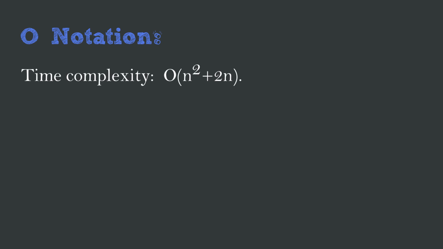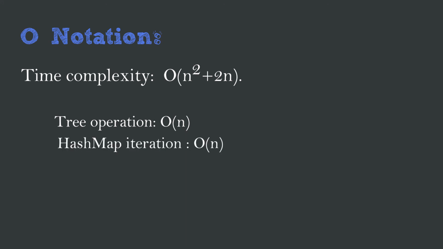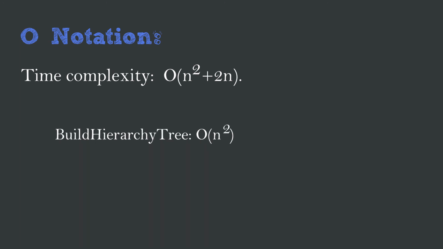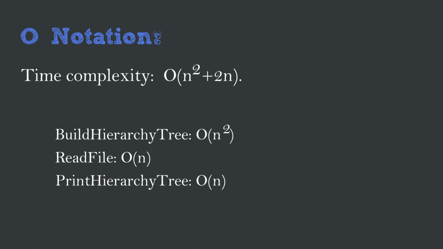Time complexity is n squared plus 2 times n. The time complexity of tree operation with recursion is n. Inside the build hierarchy tree function, it also calls a function to iterate through all employees in the hash map to form the subordinates. So the time complexity of build hierarchy tree is n squared, plus the time complexity for read file and print hierarchy tree. The total time complexity is n squared plus 2 times n.